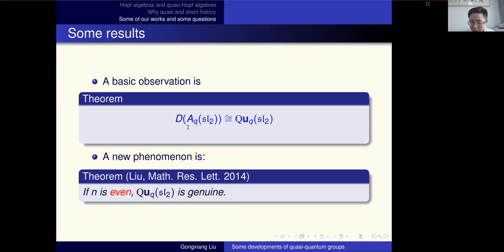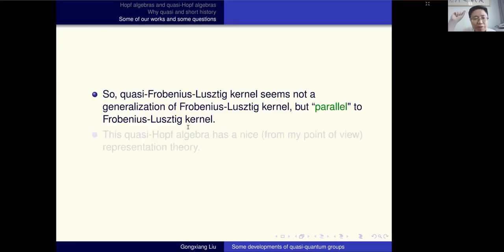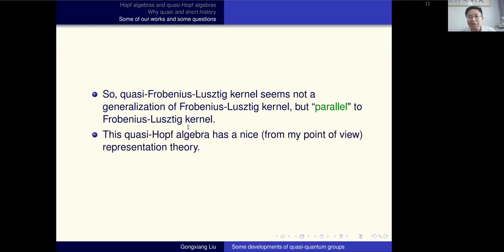So this makes me feel that the quasi-Frobenius kernel seems not a generalization of the Frobenius kernel, but maybe more parallel to the Frobenius kernel. Because n odd gives the usual one, and n even you can get a new one. That's the reason it seems a parallel theory, not just a generalization. And also you can find this double has a much nicer representation theory than the usual double, at least from my point of view. I don't want to recall the representation theory now.